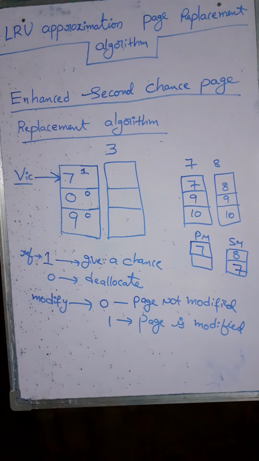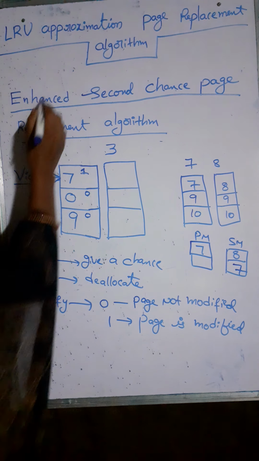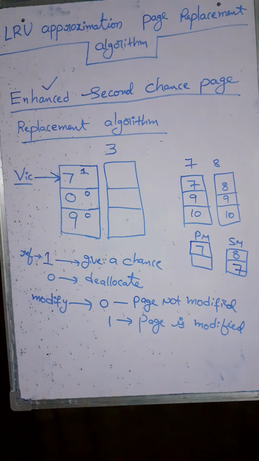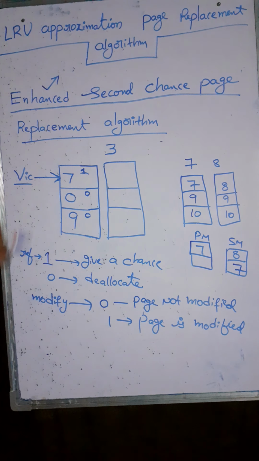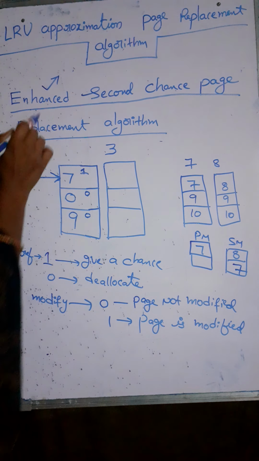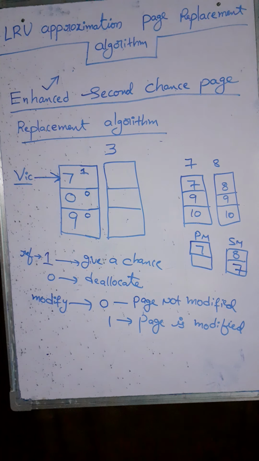In the last video, I explained the second chance page replacement algorithm. In this video, I am going to explain the enhanced second chance page replacement algorithm. Enhanced is nothing but increased or extended, right? So it is an extension to the second chance page replacement algorithm. Now I'll explain this concept with the help of an example.